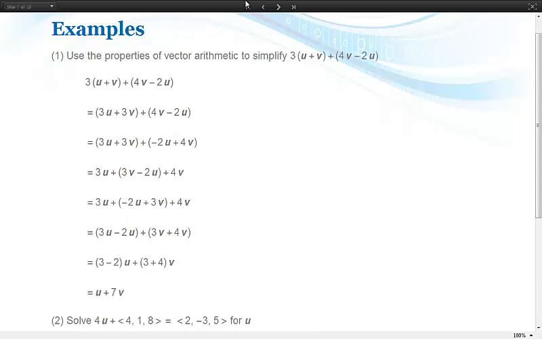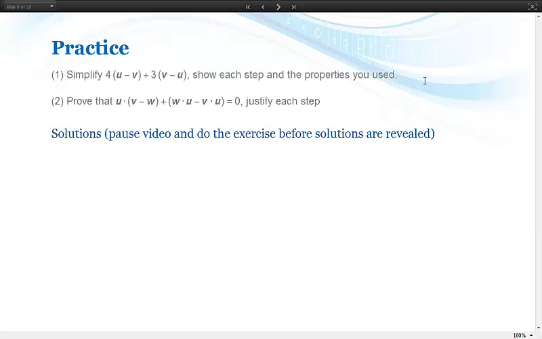Okay, so that's a couple of examples of how we use the properties of vector arithmetic to solve equations or simplify expressions. Now it's your turn. So your first task is to, without knowing the particular size of these vectors or their elements, just using the properties of vector arithmetic, simplify the expression 4 times the vector u minus the vector v plus 3 times the vector v minus the vector u, and show each step and list the particular vector properties you use to accomplish that step.